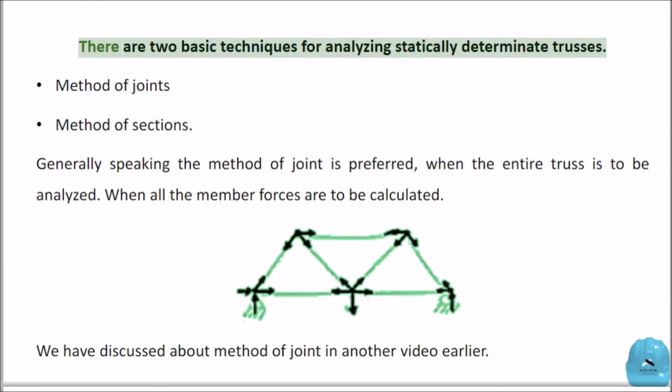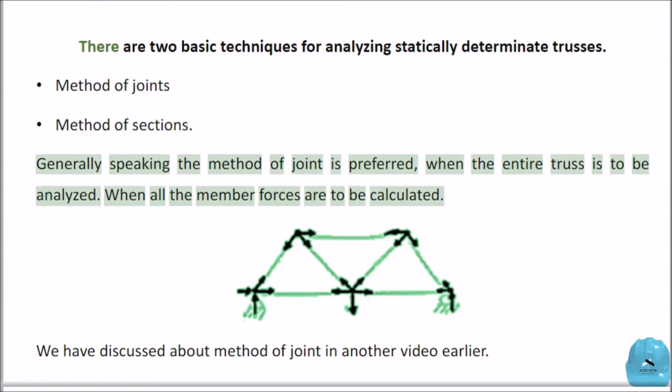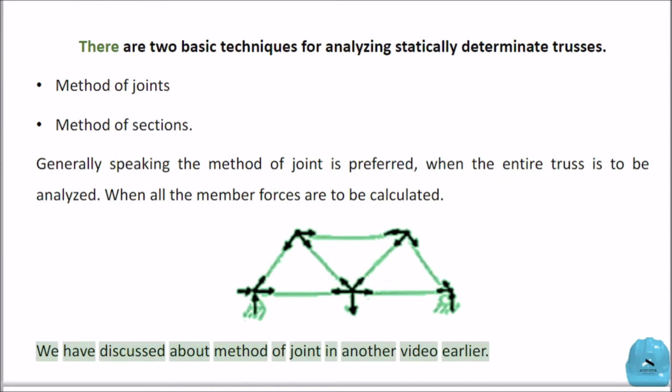There are two basic techniques for analyzing statically determinate trusses. Method of joints. Method of sections. Generally speaking, the method of joints is preferred when the entire truss is to be analyzed, when all the member forces are to be calculated. We have discussed the method of joints in another video earlier.